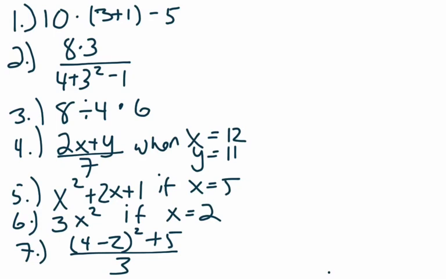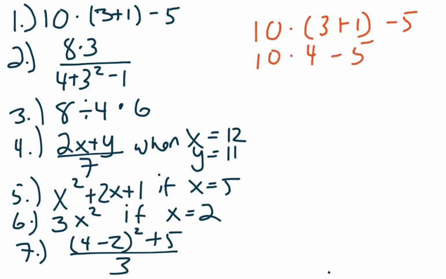Okay. So for this first one, what I'm going to do is work them out on the side and then erase them. So pause the video as needed. So for this first one, remember, we start with our grouping symbols. And so we're going to start with the 3 plus 1, which is 4. And then we have multiplication and subtraction. Multiplication comes first, and then we subtract. So we get 35 as the answer.